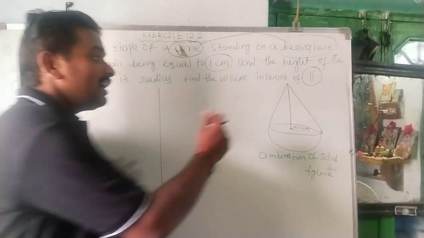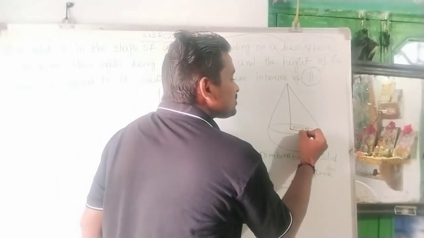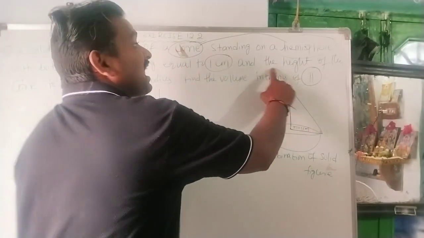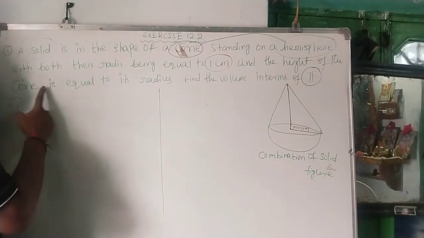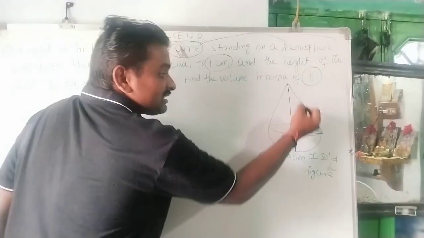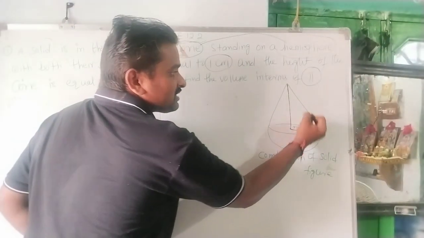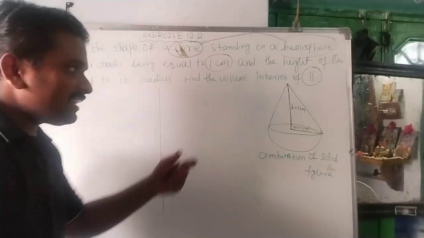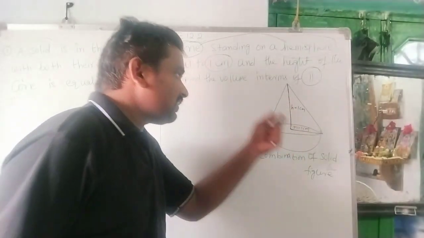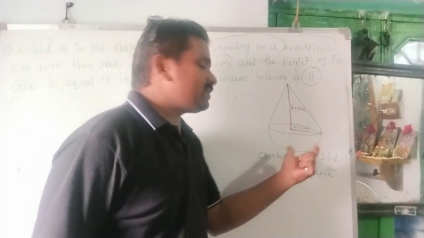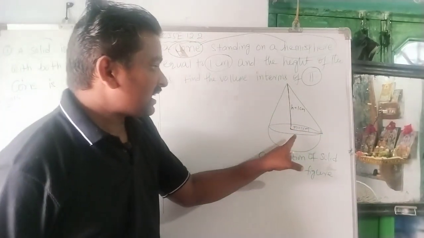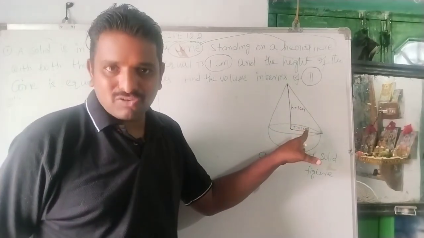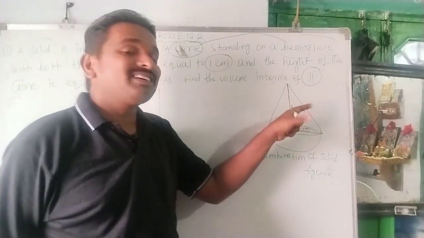If you observe carefully, the radius of the cone is given. The radius of the cone is 1 centimeter and its height is also given. The height of the cone is equal to its radius. So what is the radius actually? 1 centimeter. So the height is also 1 centimeter. Did we get the measurements of both cone and hemisphere? Yes. The radius of the hemisphere is 1 centimeter and the radius of the cone is also 1 centimeter. The height of the cone is 1 centimeter.